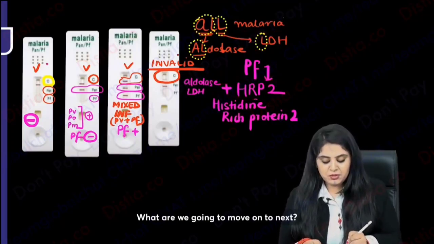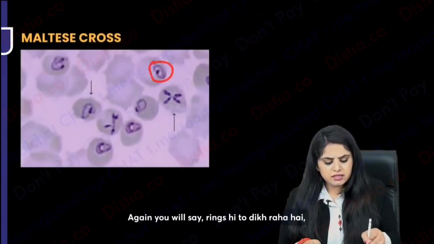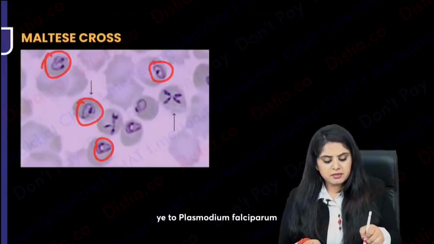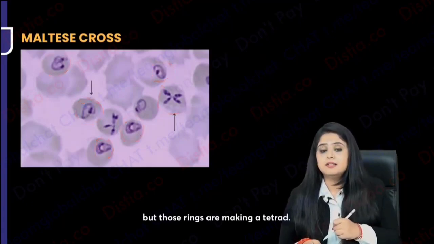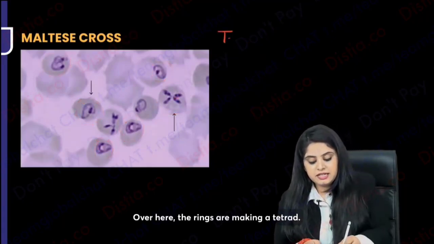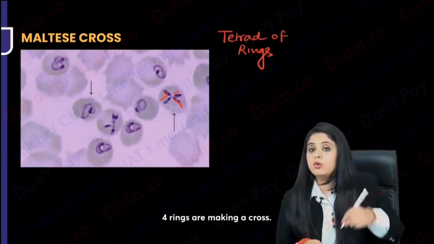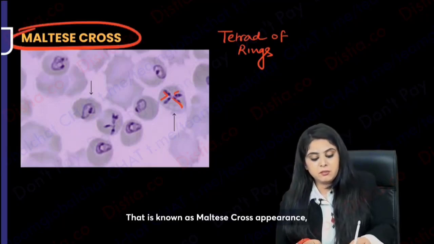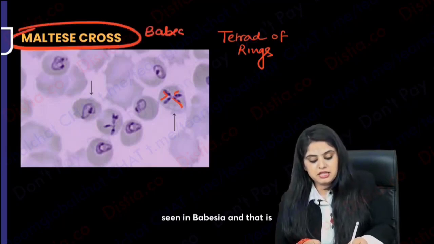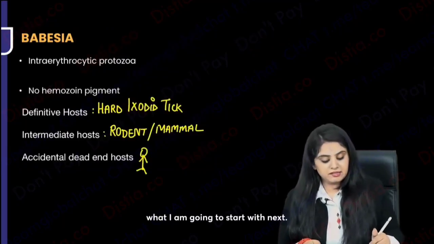What are we going to move on to next? Let's give you a spotter. What is this? Again, you'll say, ma'am, it's just rings. These are rings like Plasmodium falciparum and vivax, but those rings are making a tetrad. Over here, the rings are making a tetrad. So there is a tetrad of rings formed like a cross. Four rings are making a cross. That is known as the Maltese cross appearance seen in Babesia. And that is what I'm going to start with next.